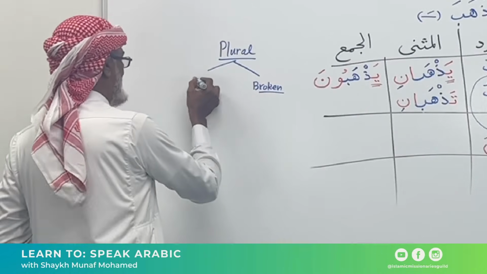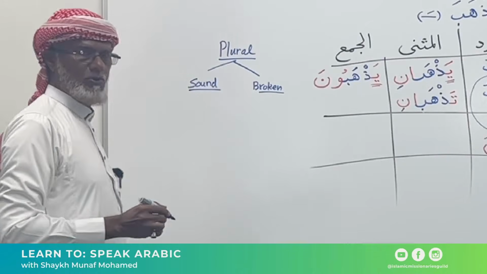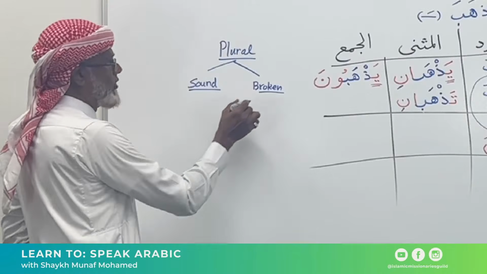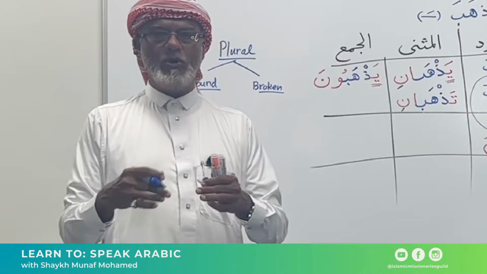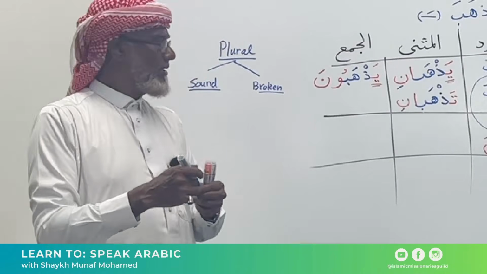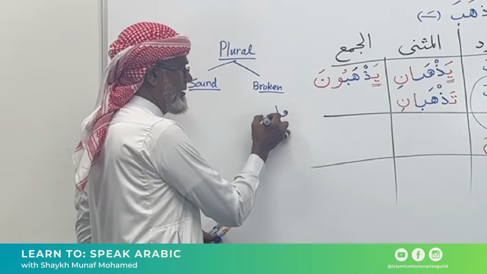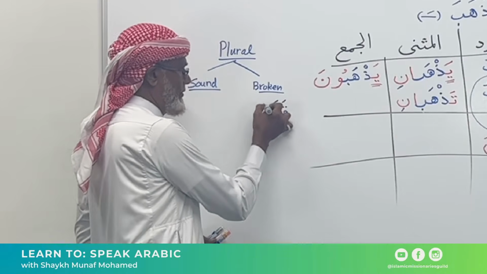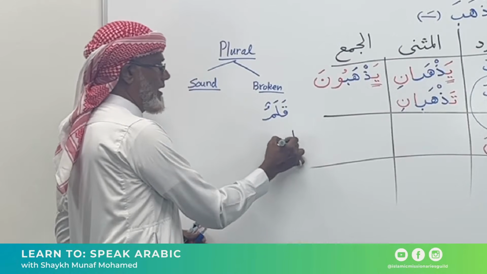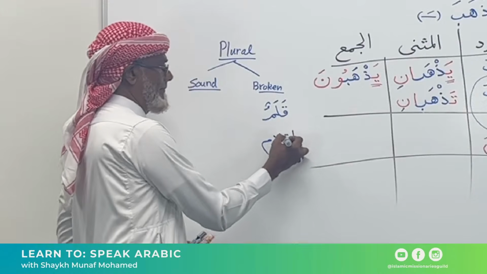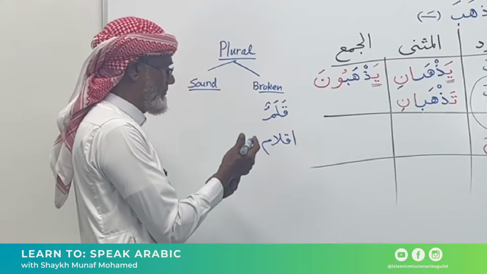The sound plural. Yes, sound. I was trying to remember the word. Ahsan, shukran, thank you. So the broken plural is when the noun itself, the word itself, is broken up. For example, you have the word qalam, right? qalamun. But the plural for qalam is aqlam. So you see that the word is broken up, like to a different word.